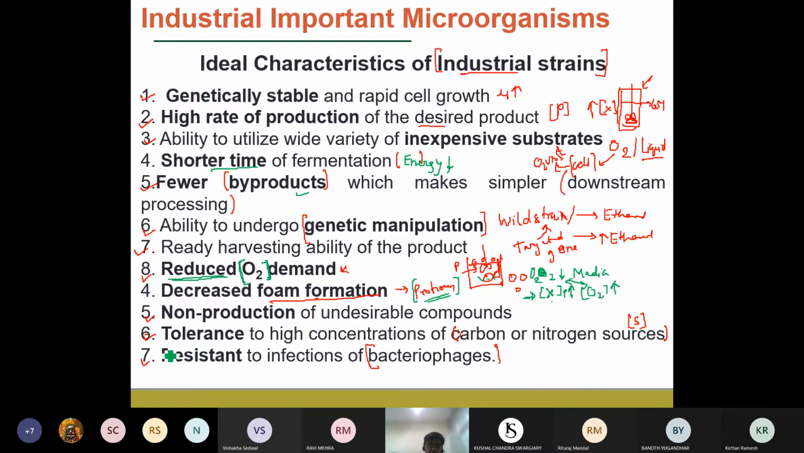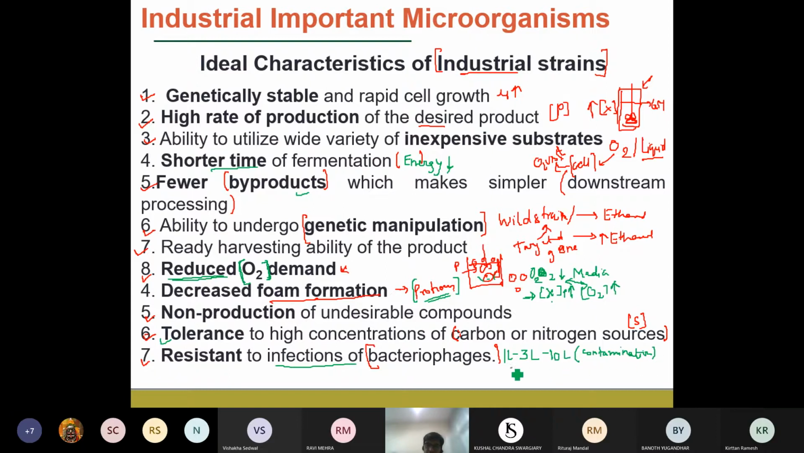Then we talked about how, along with tolerance of high substrate concentrations, the strain should be resistant to infections or other contaminants. If you are working at industrial scale, in the lab scale we have bioreactors from 1 liter to 3 liters or maximum 10 liters. If there is a contamination, whatever the loss is, it's an economic loss, right? All the media components and everything else, you need to throw away.